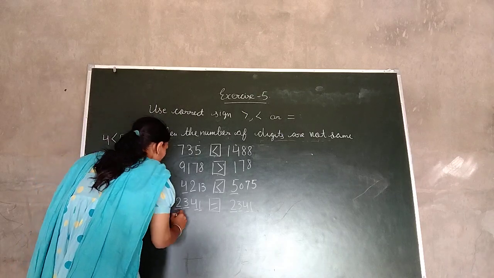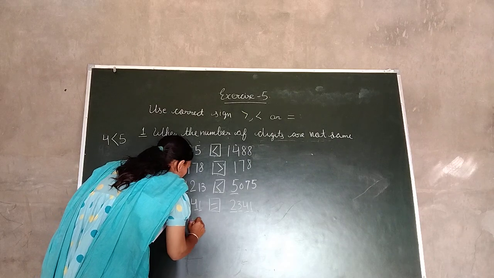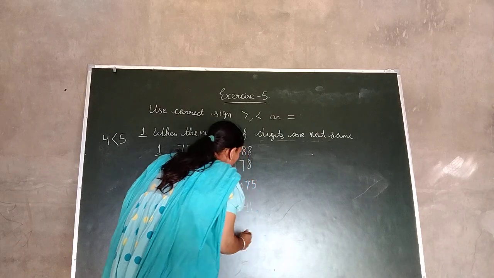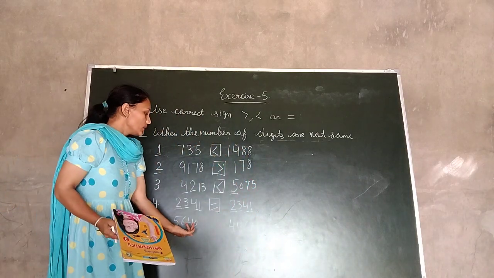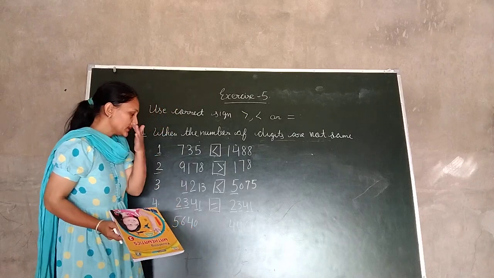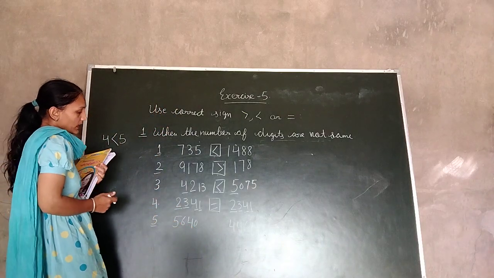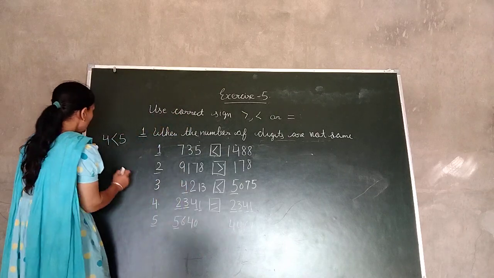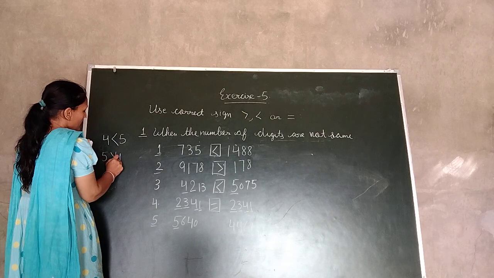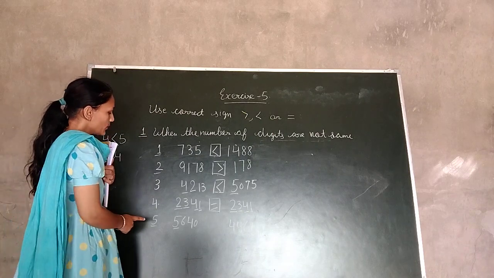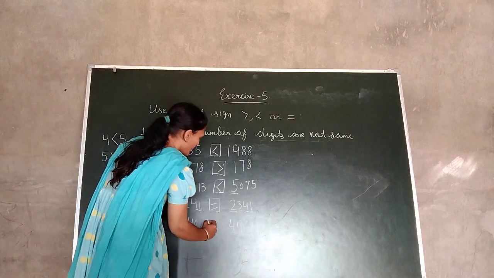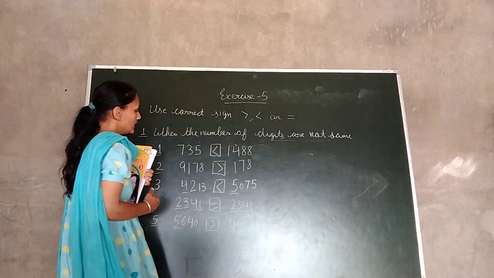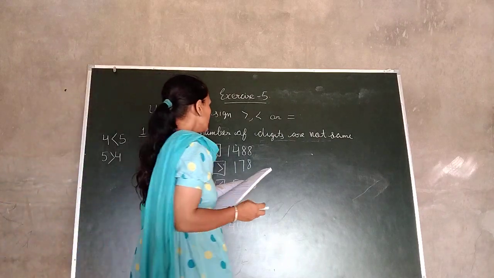Next, question number 5. 5640. Here we have 4467. In this number we have 4 digits and in this number we have 4 digits. So next what we will do? We will compare the digits in thousand place. Here we have 5 and here we have 4. 5 is greater than 4. So what it means? 5640 is greater than 4467.